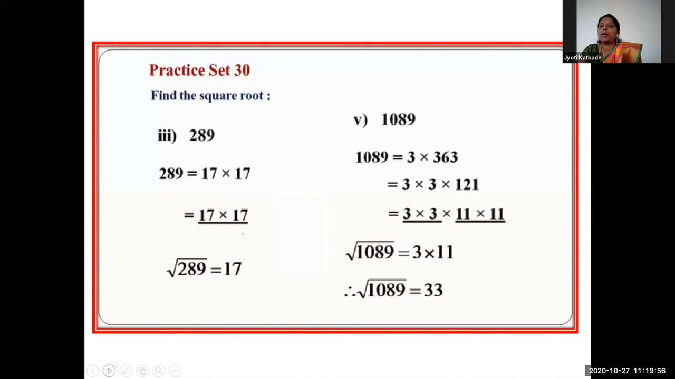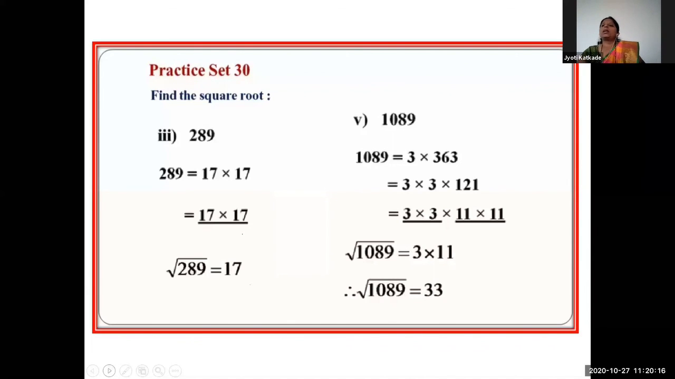Now two pairs are formed, 3 into 3 and 11 into 11. From each pair, take one factor, which gives 3 into 11. So the answer is 11 3s are 33. That means the square root of 1089 is 33.